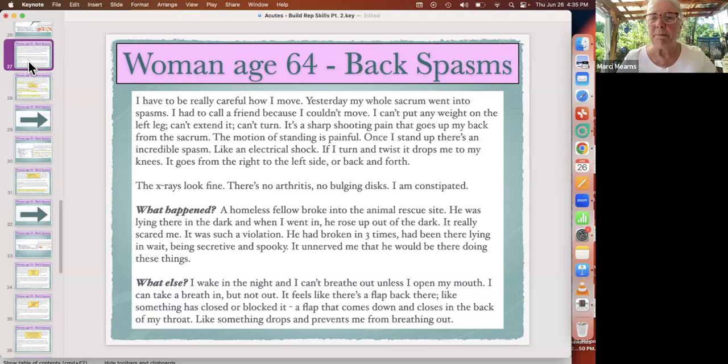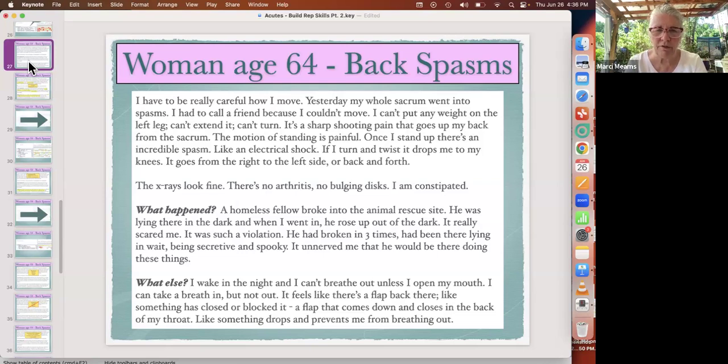Woman age 64, back spasms. She says, I have to be really careful how I move. Yesterday, my whole sacrum went into spasms. I had to call a friend because I couldn't move. I can't put any weight on the left leg. I can't extend it, can't turn. It's a sharp shooting pain that goes up my back from the sacrum. The motion of standing up is painful. Once I stand up, there's an incredible spasm, like an electrical shock. If I turn and twist, it drops me to my knees. It goes from the right side to the left side or back and forth.